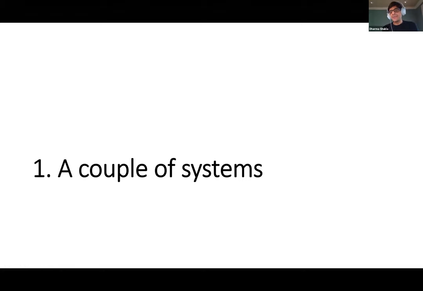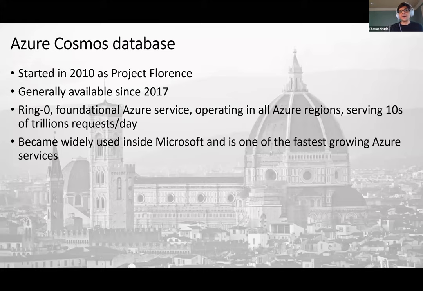So in terms of example systems, I'll start with Cosmos database. It started as an internal project called Project Florence because it was prototyped in the beautiful city of Florence in 2010. And it was a very unique project because it started grassroots within a large company like Microsoft. And the vision that we had back then was to create a globally distributed database.